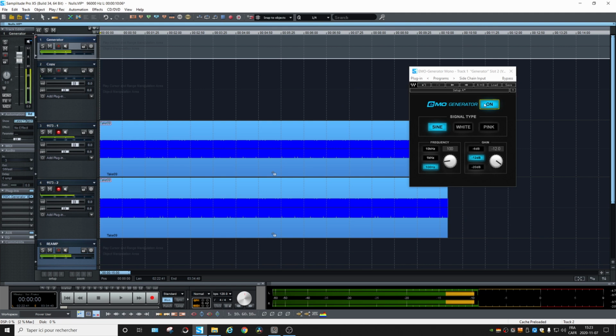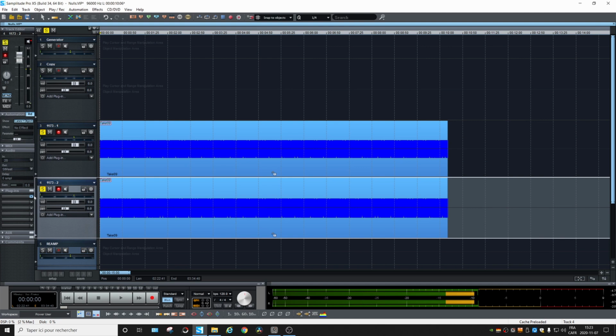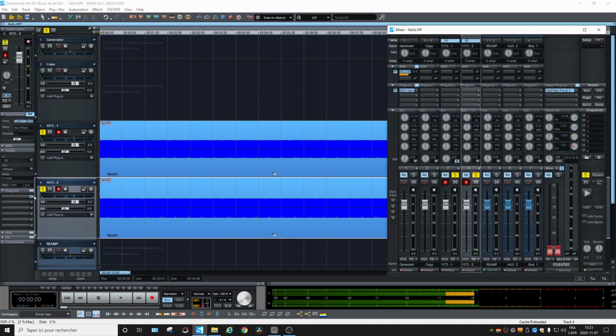All right, we stop the generator and we can solo both. And if both polarity are equal, we're going to listen to the result. All right, let's flip the polarity now. There is a small residue. We can analyze what it looks like.